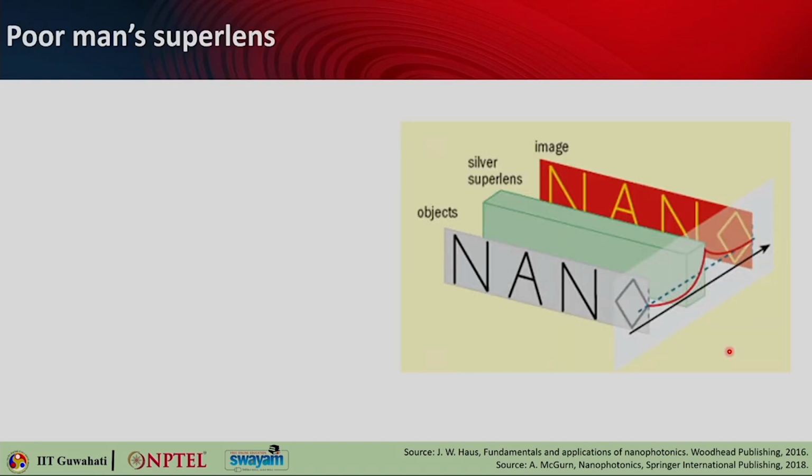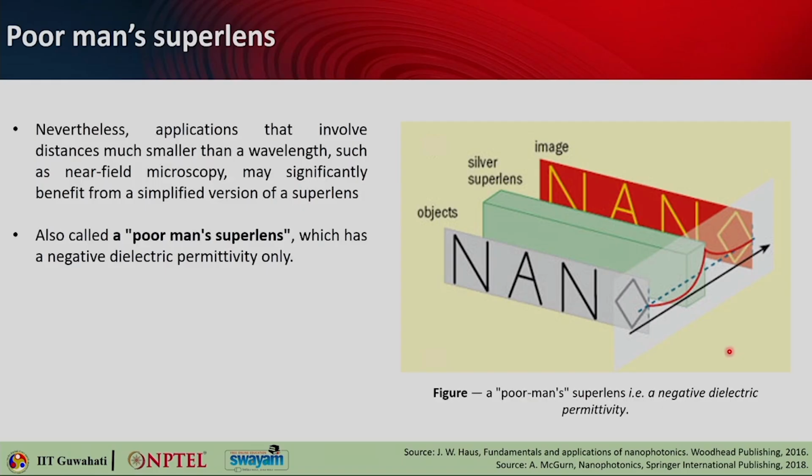Now, let us look into a poor man's super lens. The name itself tells you that it is not a perfectly made, super perfect lens, but it is a close approximation, or you can say a rough approximation, of similar features. Nevertheless, applications that involve distances smaller than a wavelength, such as near field microscopy, may significantly benefit from a simplified version of the super lens.